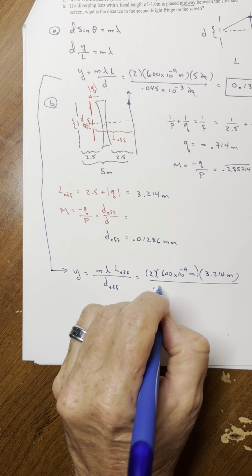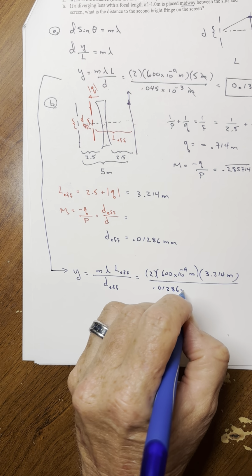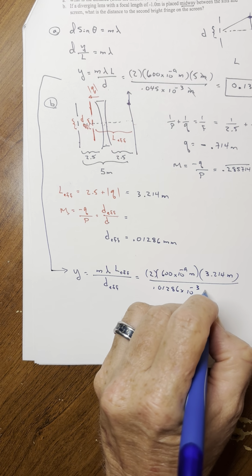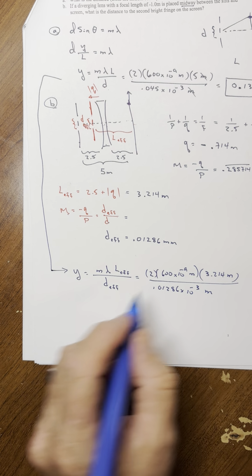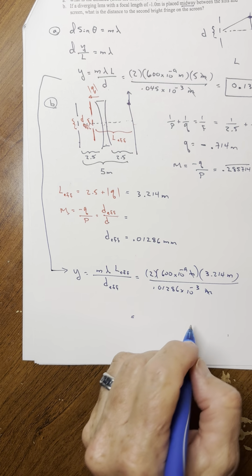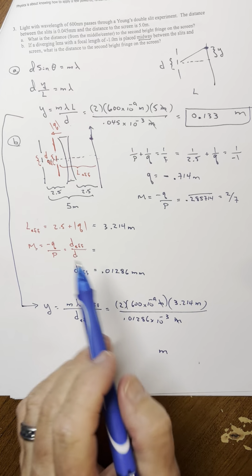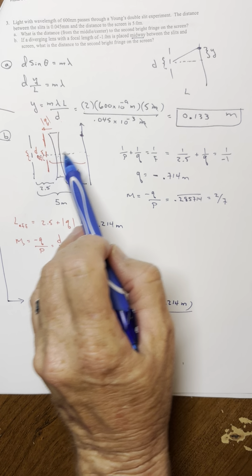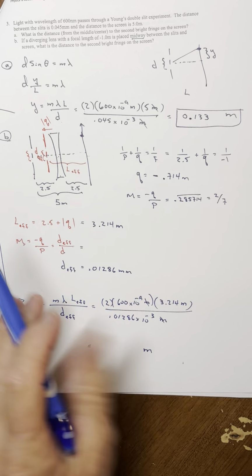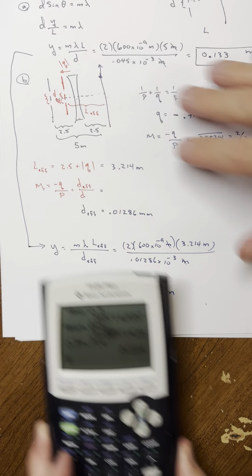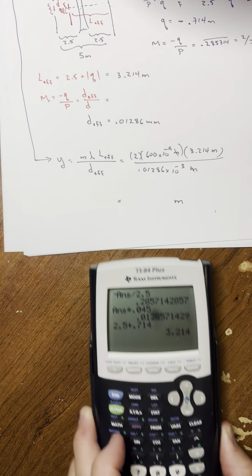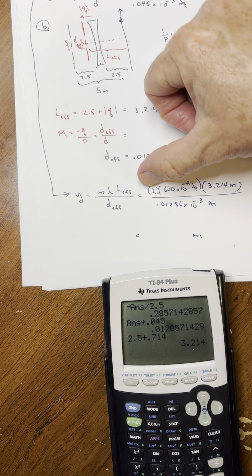Divided by 0.01286 times 10 to the negative 3 meters. So one of the meters cancels off, and we're going to be left with so many meters. And hopefully, as we said earlier, because it diverges out, it's going to be a bigger number here. So let's see what we get mathematically.